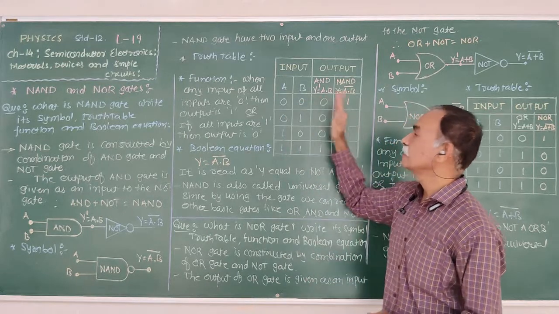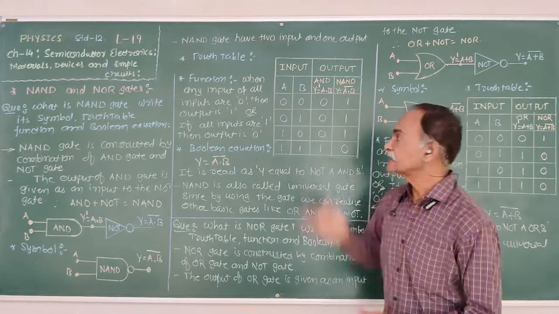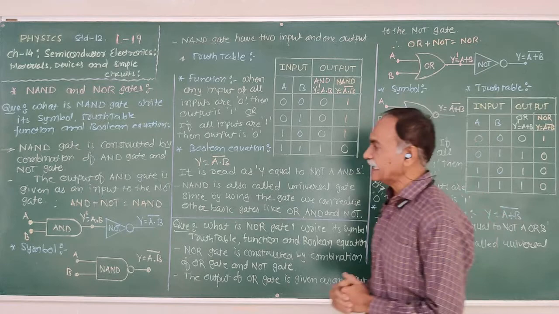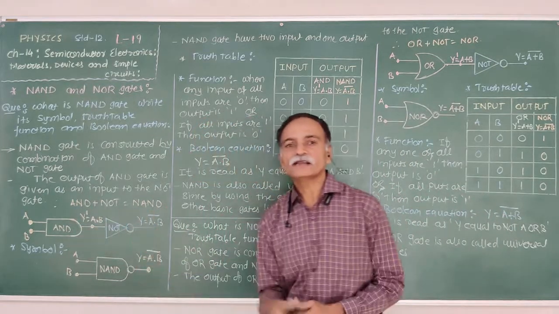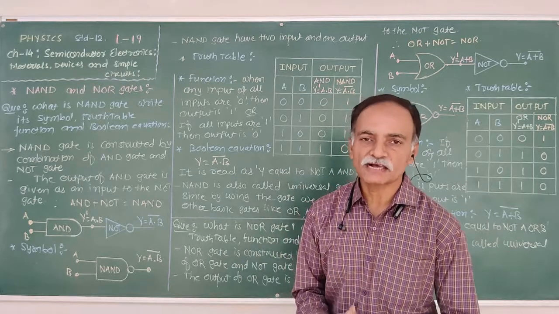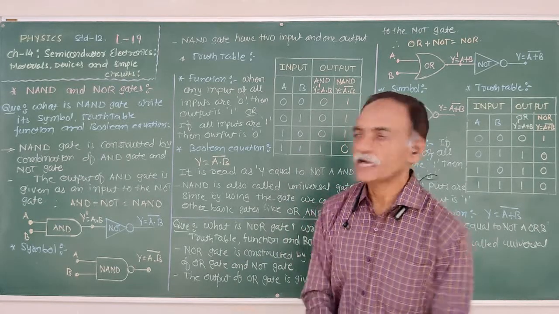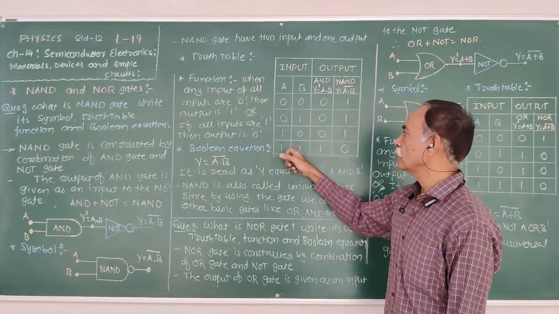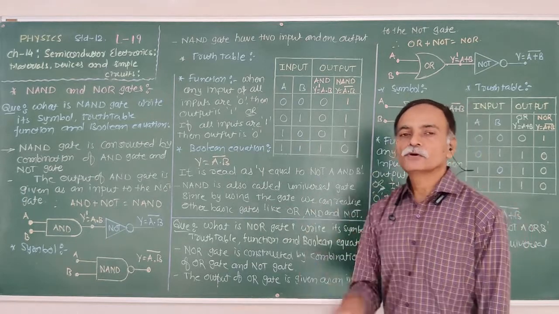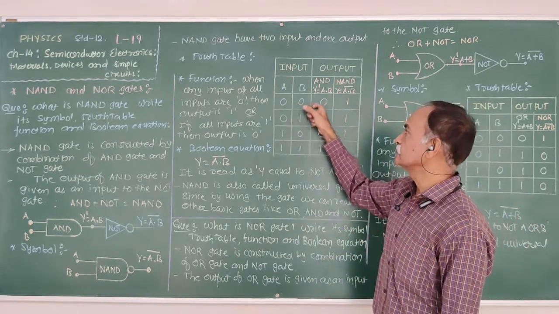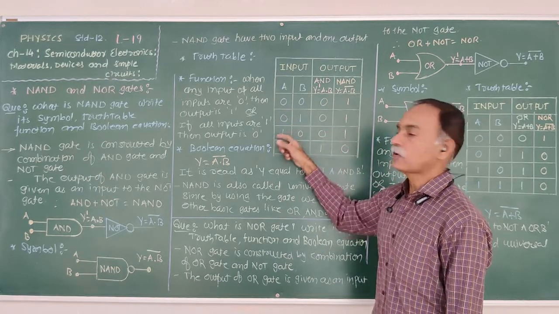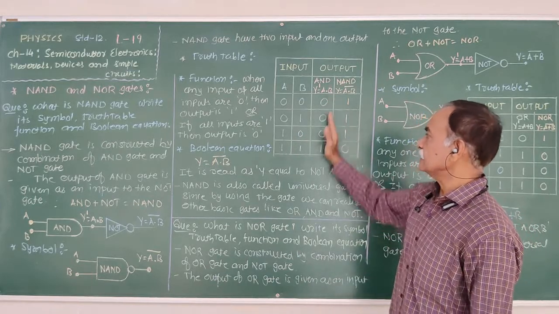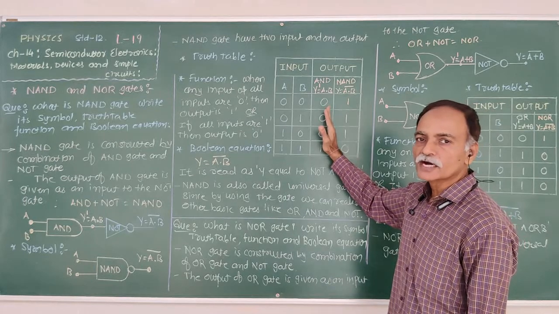first we prepare the truth table of the AND gate, and then its inversion gives the truth table of the NAND gate. In the AND gate, what is the characteristic? The output is 1 if all inputs are 1, otherwise 0. Therefore 0 0 0, 0 1 0, 1 0 0, 1 1 1. Or from the Boolean equation, A dot B: 0 into 0 is 0, 0 into 1 is 0, 1 into 0 is 0, 1 into 1 is 1.